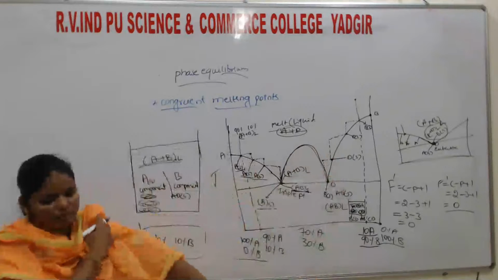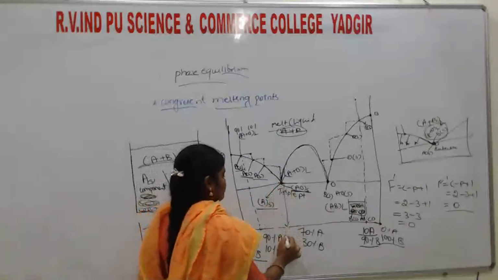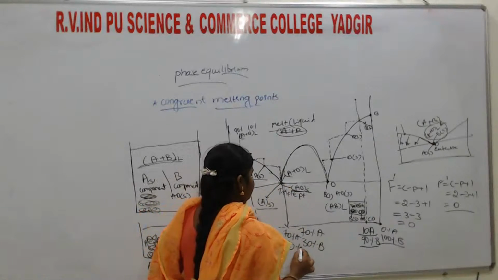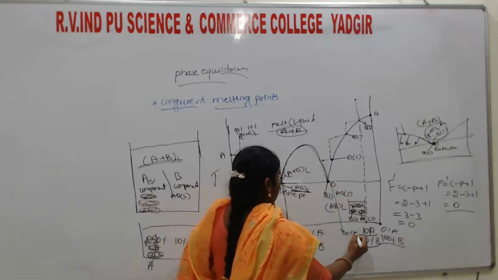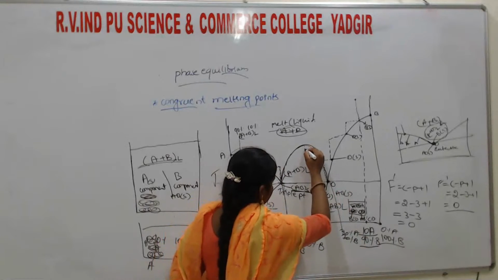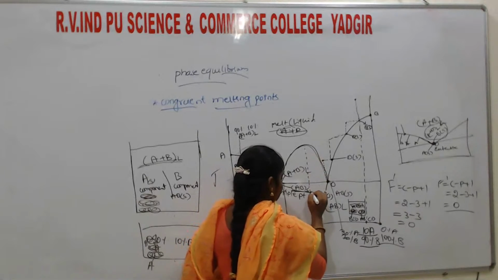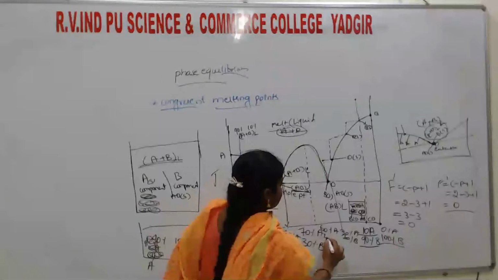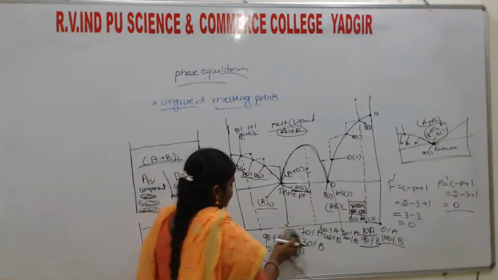Here, we can consider this is 70% A and 30% B. Here we have to consider 30% A, 70% B. I am considering this point. This is not a particular scale, I am only taking the general. Here I consider 60% A or 40% B. Okay, I have taken 30, 60, 40%.